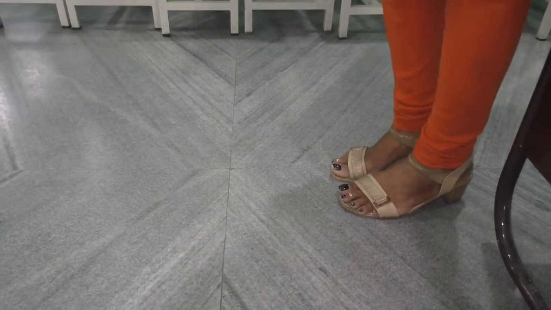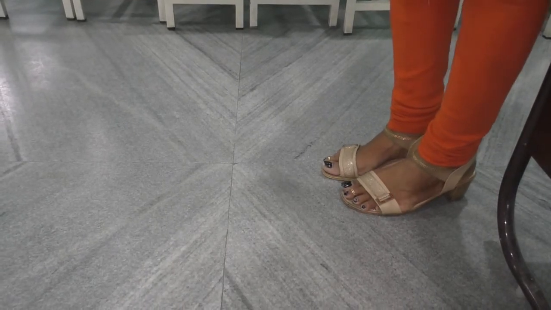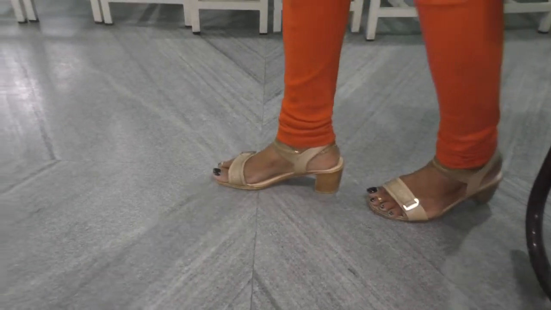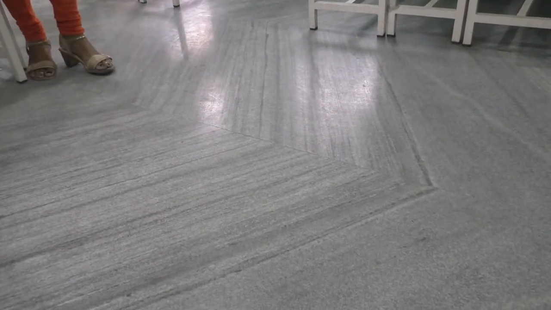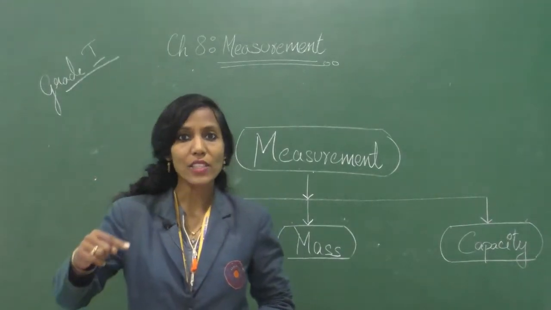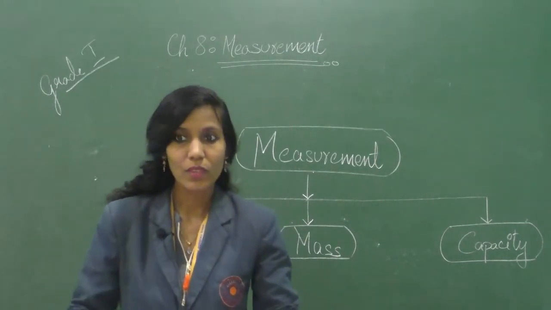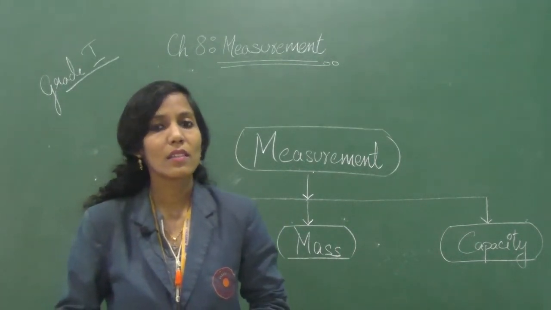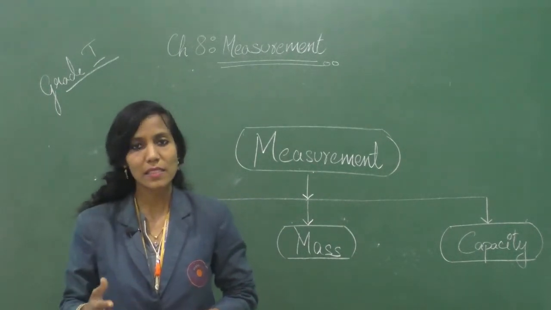Now with the help of pace we are going to measure the distance between these 2 tables here. So here it's just a normal walk. 1, 2, 3, 4 and there 5. So 5 paces. So there you noticed I took 5 steps to cover the distance between the 2 tables. So that is a way of measuring distance.